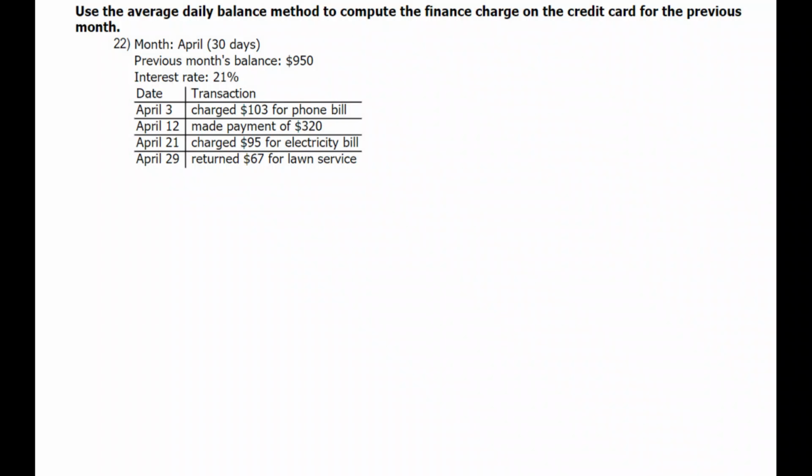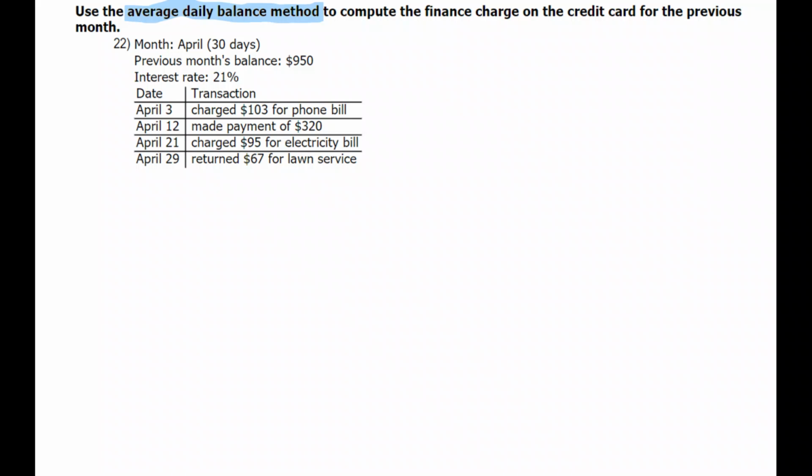All right, 22 is the fun one. Use the average daily balance method to compute the finance charge on the credit card for the previous month. You're using the average daily balance to find the average daily balance, and then that is what your principal will be in the finance charge equals PRT.